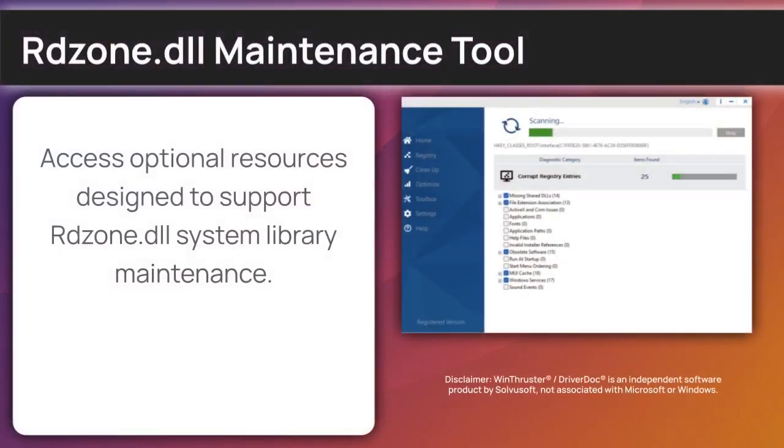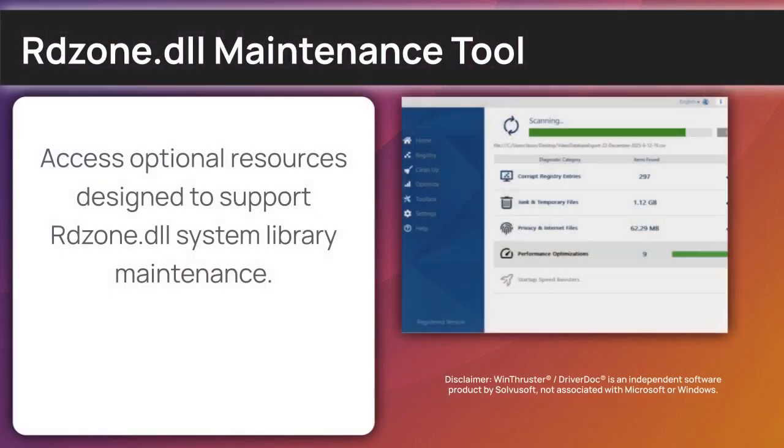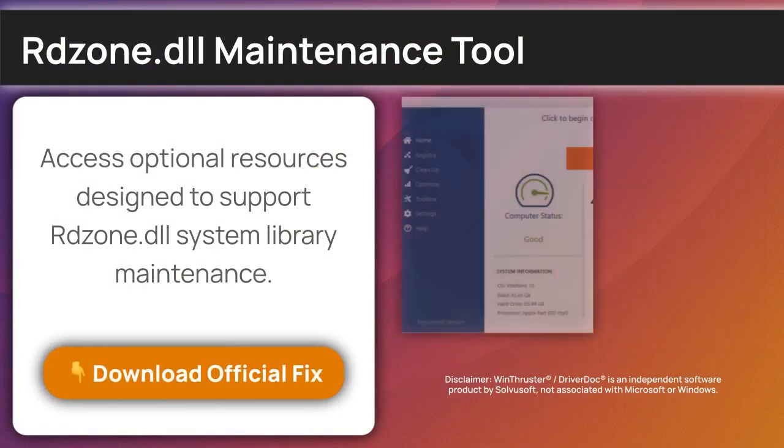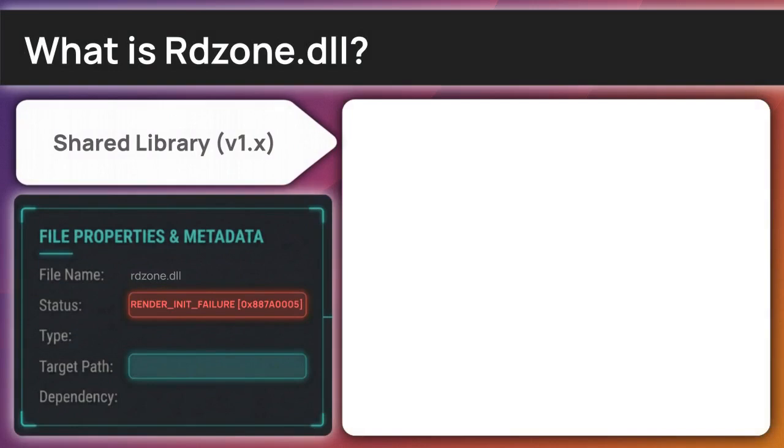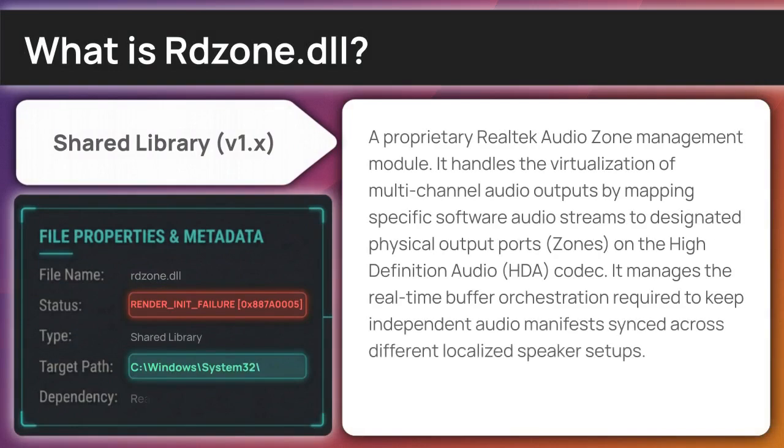To begin the walkthrough for Rdzone library, you can choose the manual path or use a resource designed for environment stability. This is the Rdzone library, a proprietary Realtek Audio Zone management module. It handles the virtualization of multi-channel audio outputs by mapping specific software audio streams to designated physical output ports, zones, on the high-definition audio HDA codec. It manages the real-time buffer orchestration required to keep independent audio manifests synced across different localized speaker setups.